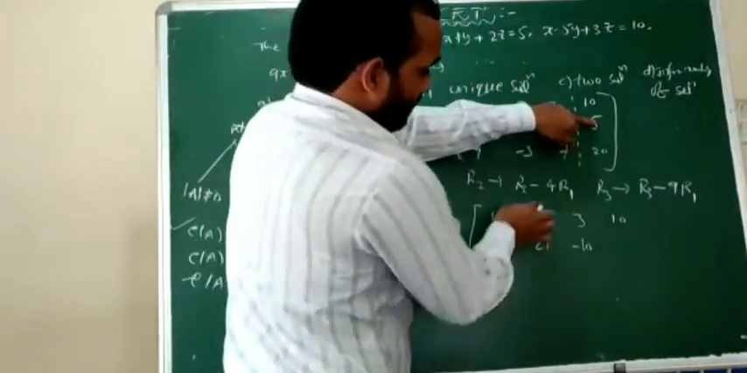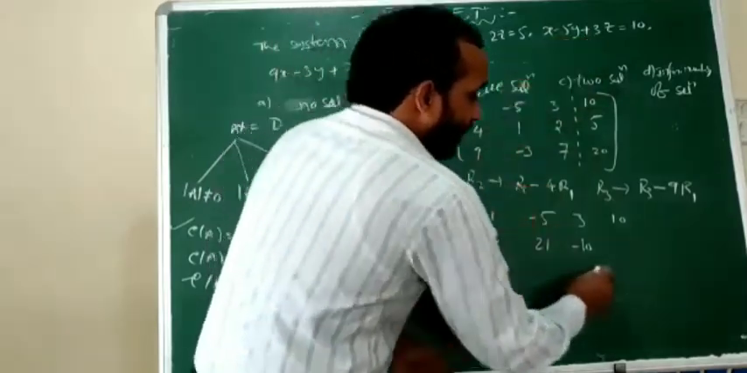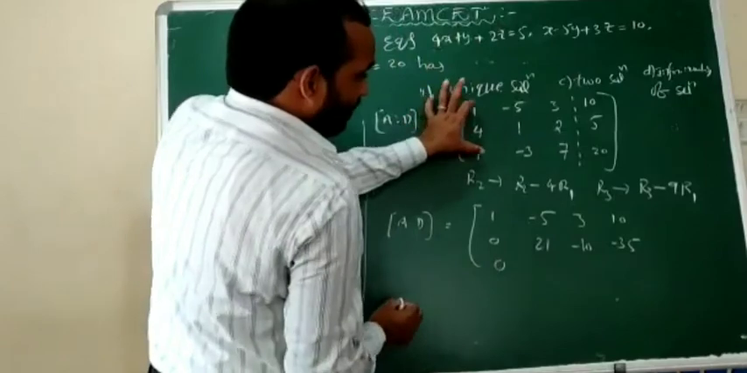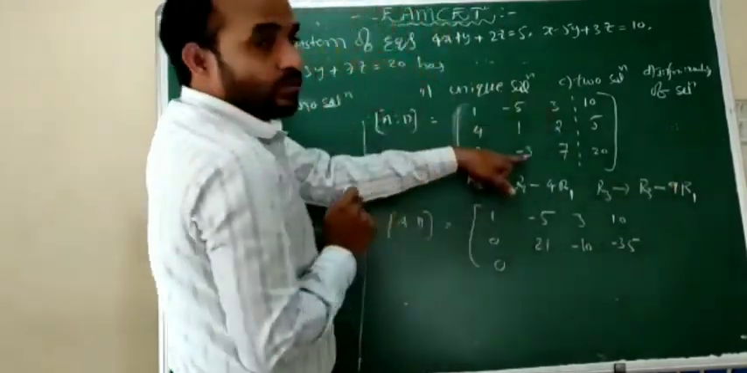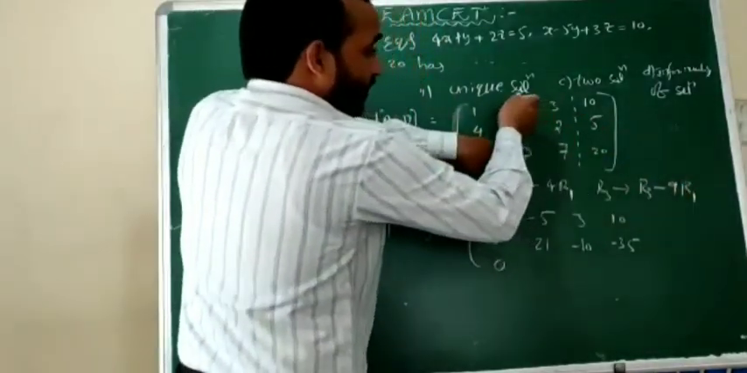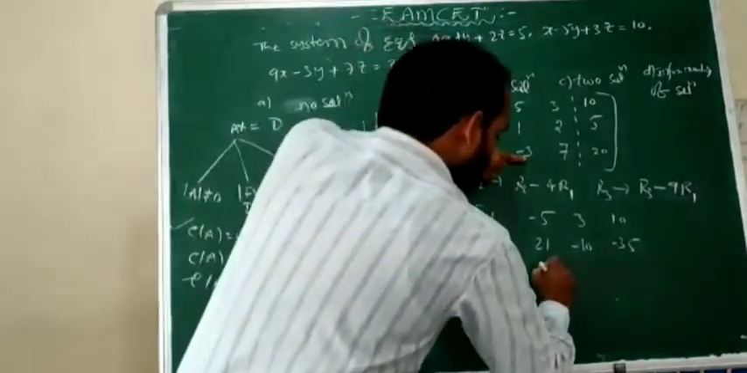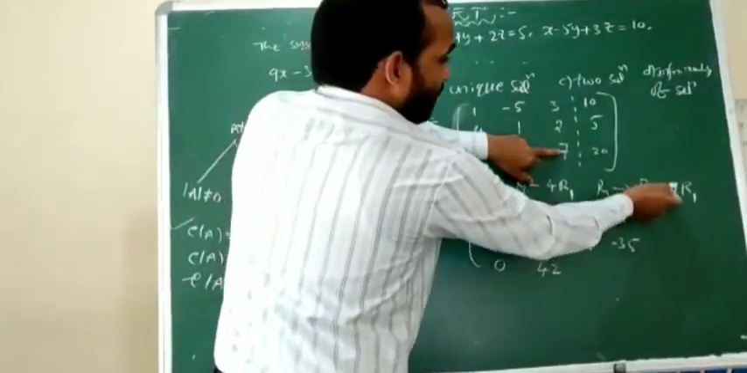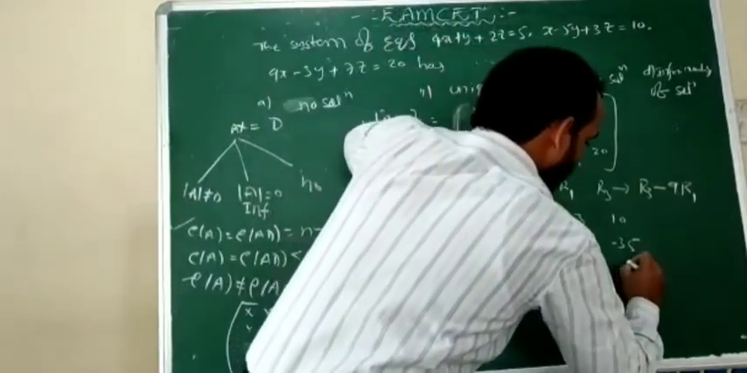Next, what is R2? 5 minus 4R1 means minus 35. Next, 9 minus 9 is 0. Next, R3: minus 3 minus into minus plus means the second one, so 9 5s are 45. So 45 minus 3, that means 42. Next, R3: 7 minus 27. Here is minus 20 minus 70.